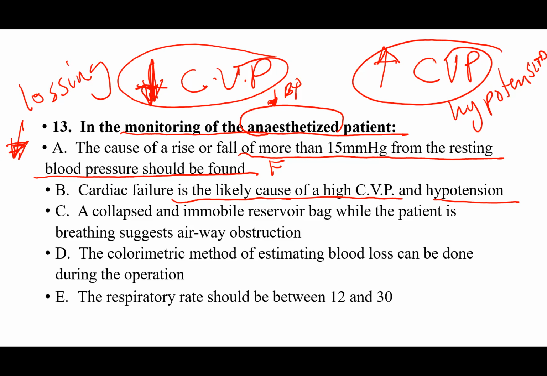Now, if the central venous pressure is high and the BP is low, it means the heart is not pumping. Is it clear? Because the central venous pressure is a measure of the amount of blood in the heart at a time. It's low, there is no blood in the heart, and the BP is low. That means patient is losing blood. It's high, there is blood in the heart, and the BP is low, it means that the heart is not pumping. That's why the BP is low. If you remember your physiology, blood pressure is equal to what?